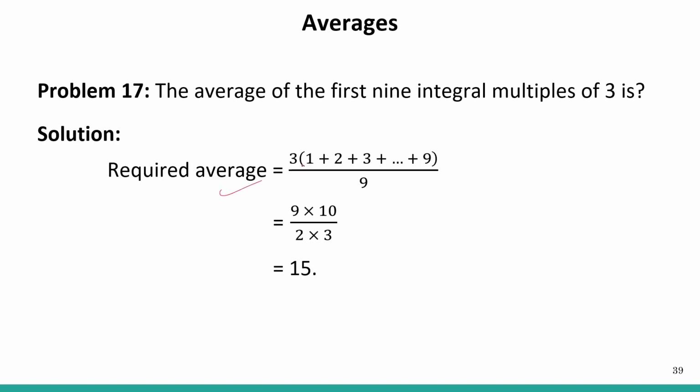Okay, so the required average will be 3 into (1 plus 2 plus 3 plus dot dot dot plus 9) whole by 9, is equal to 9 into 10 whole by 2 into 3, is equal to 90 by 6. So by dividing by 3, it is 30 by 2, is equal to 15, right? So 15 is the correct answer.